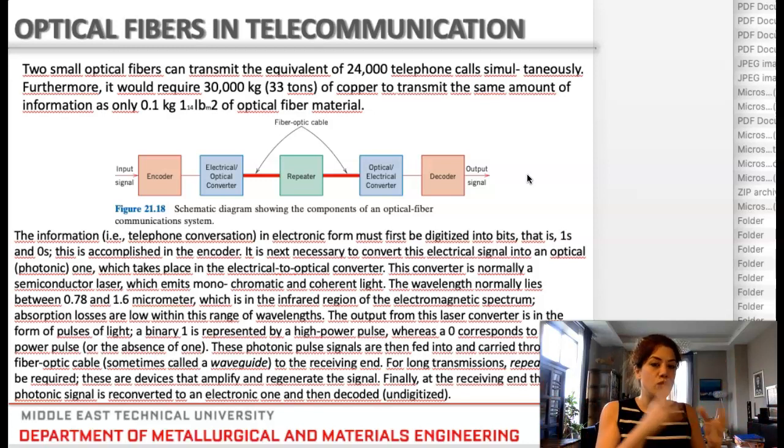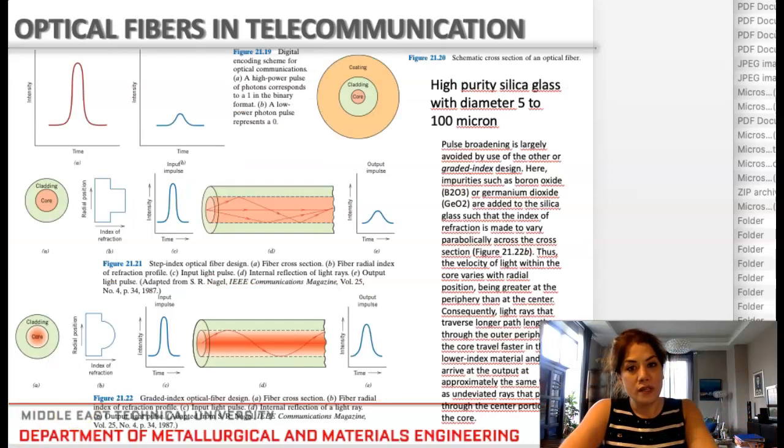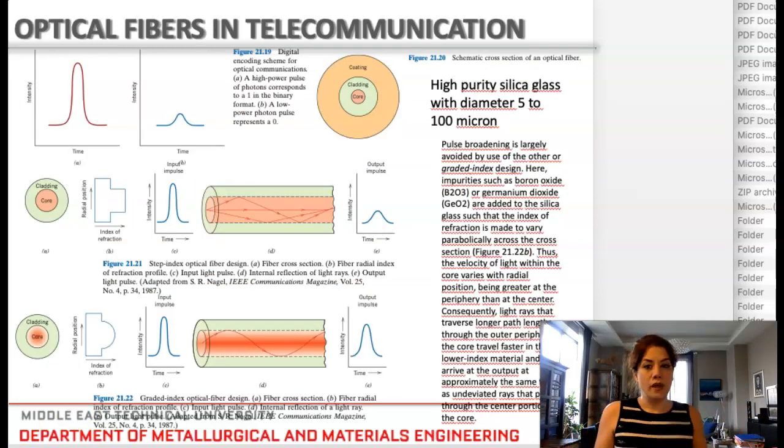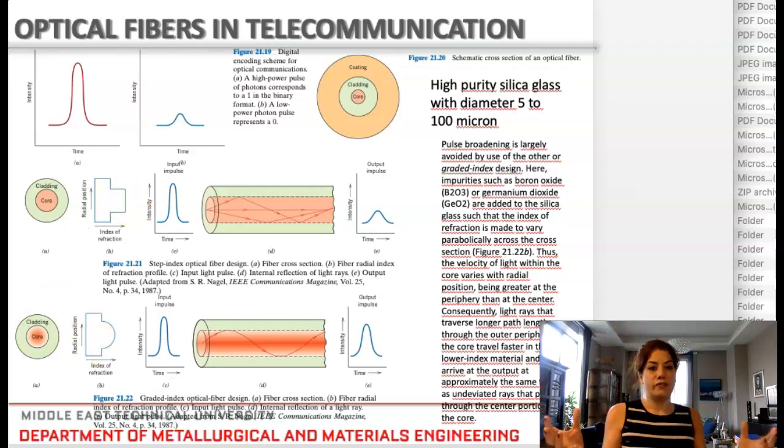And in between, to amplify or just intensify the signal if the information is lost, there are repeaters. So for this telecommunication setup, I'm going to give you two examples with different refractive index.